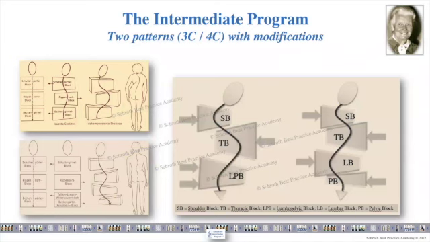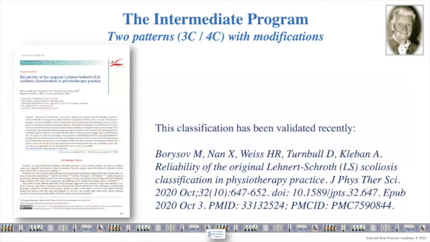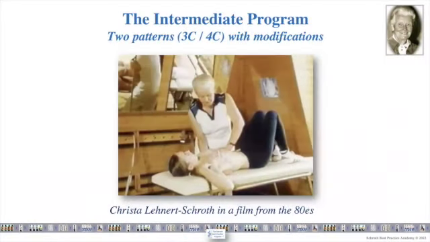In the 3 curve patterns we have a shoulder block, a thoracic block and a lumbopelvic block rotated and deviated against each other, while in the 4 Cs the lumbopelvic block is divided into a lumbar block and a pelvic block rotated and deviated against each other. This little classification we call the Lena-Schroth classification has been validated in the year 2020. Here we find some documentation within some film sequences from the 80s of the last century.